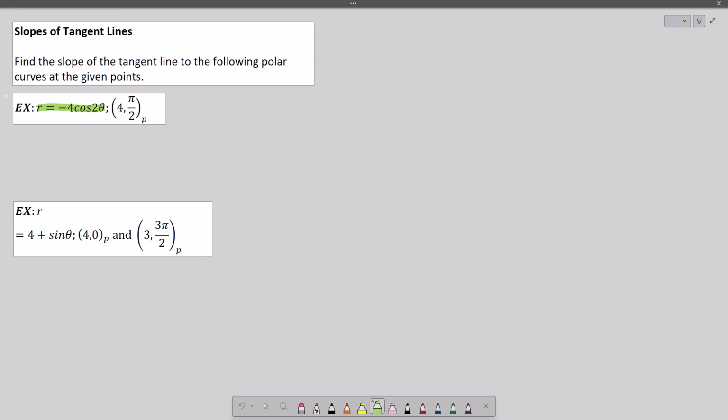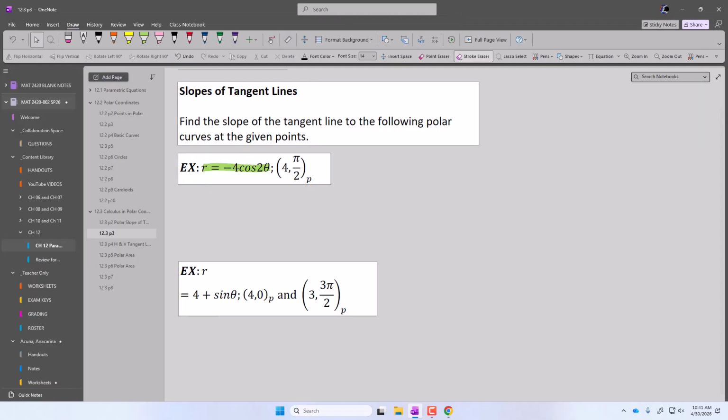The only polar curves you need to know how to graph are those circles tangent at the origin and the cardioids. Those are the only ones that I will ask you to graph. If it's some other thing, I will give you the graph.